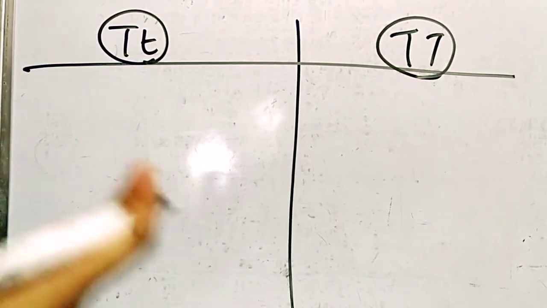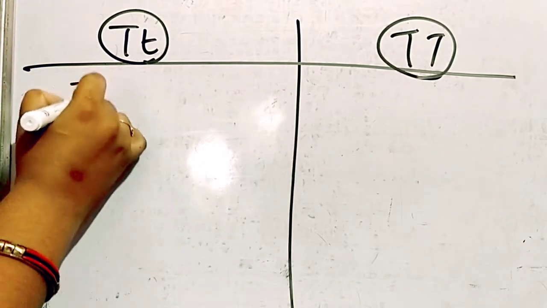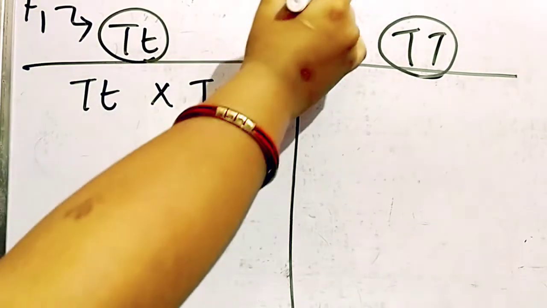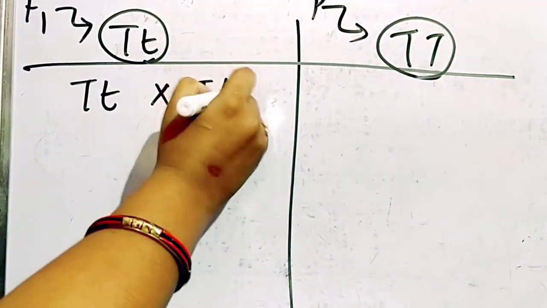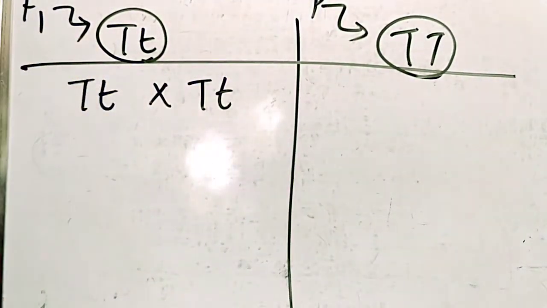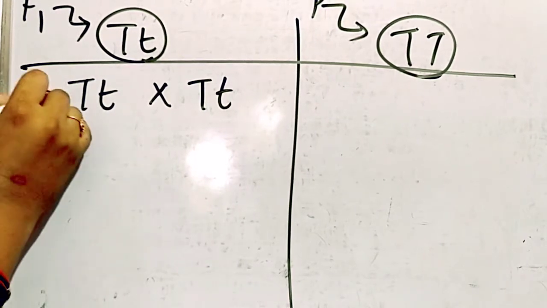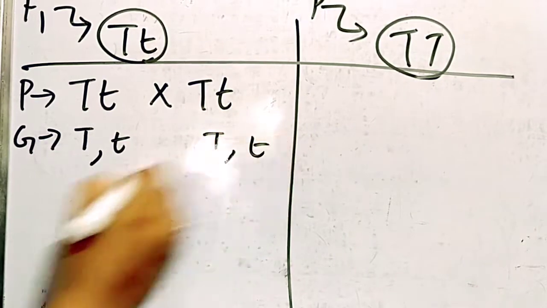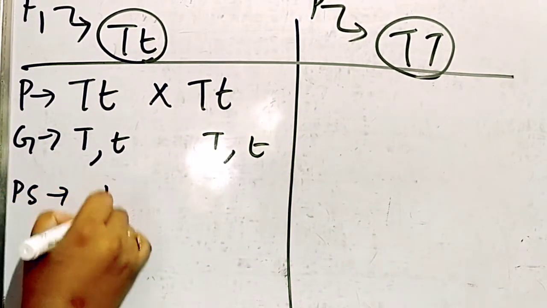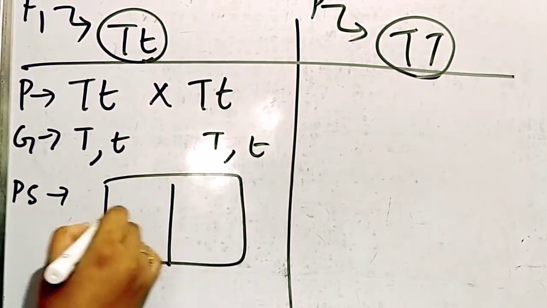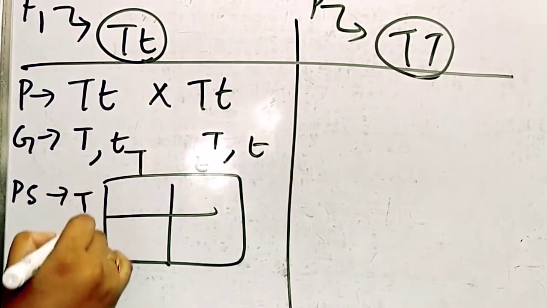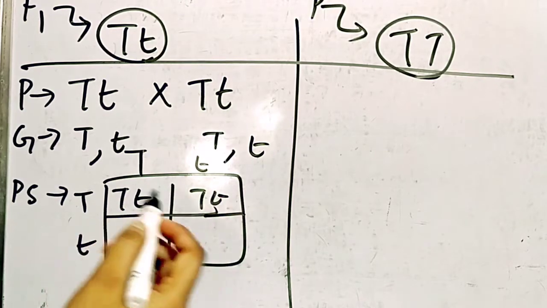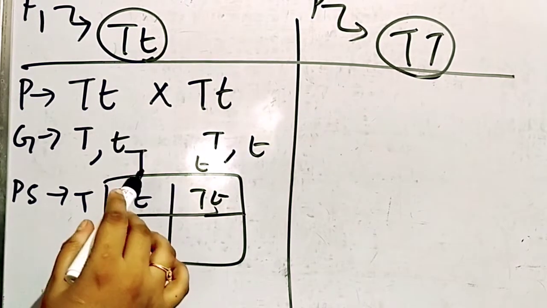So what he did was self pollinate. This one was the F1 generation hybrid and this was a parental one. When I self cross the F1 generation hybrid, the gametes formed will be capital T, small t and capital T, small t. In the Punnett square, I write the gametes of both organisms, male and female, on the two sides.